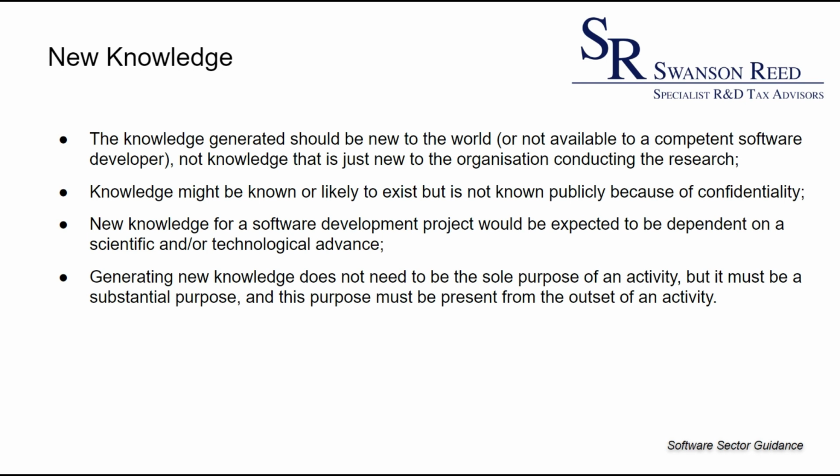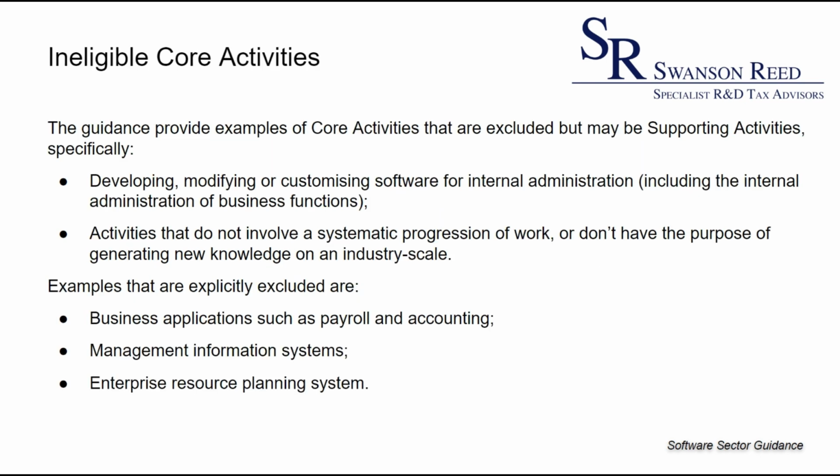The guidance provides examples of core activities that are excluded but may be supporting activities, specifically developing, modifying or customizing software for internal administration, including the internal administration of business functions, activities that do not involve a systematic progression of work or don't have the purpose of generating new knowledge on an industry-wide scale. Examples that are explicitly excluded are business applications such as payroll and accounting, management information systems, enterprise resource planning systems.